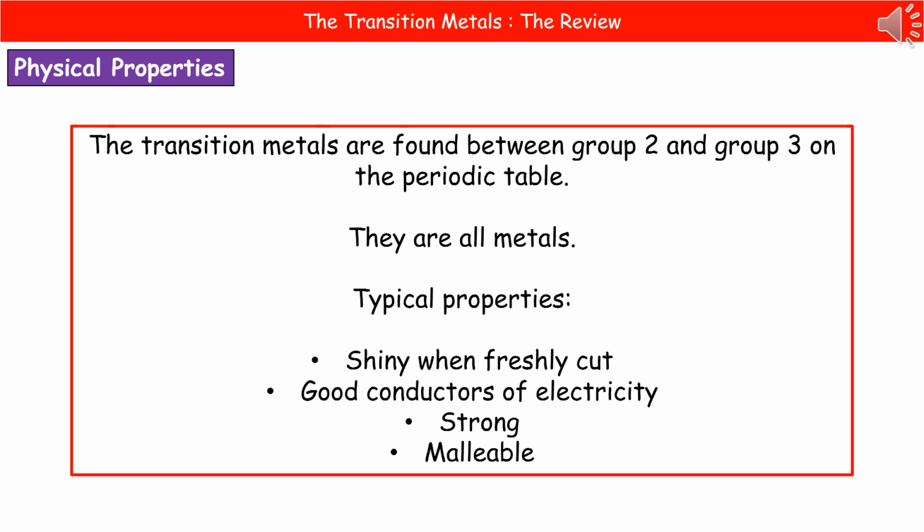Key things we need to remember about them: they are all metals. As the name transition metal suggests, it's not a trick, they are all metals. Therefore their typical properties are that of metals as well. They're shiny when they're freshly cut, they're good conductors of electricity, they're strong, they're malleable. If in doubt, go with a metal property and it should be right.